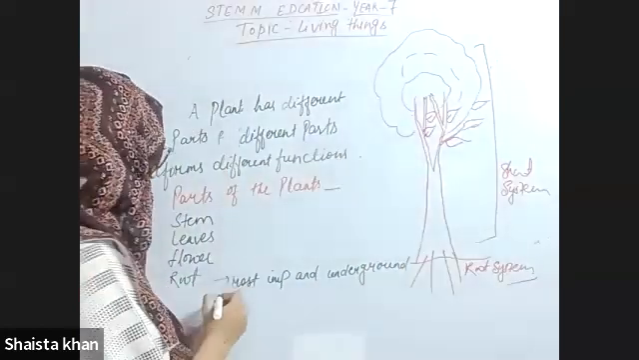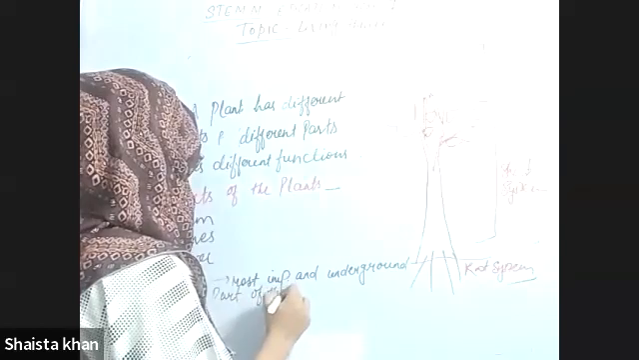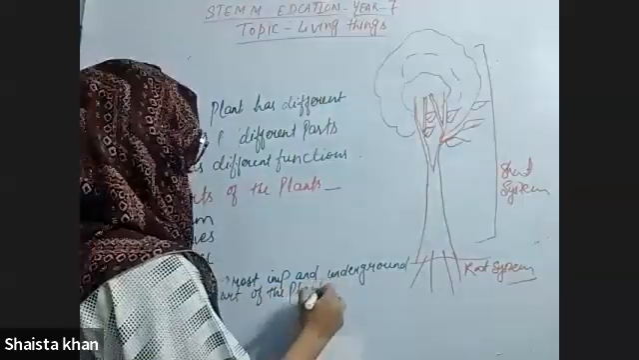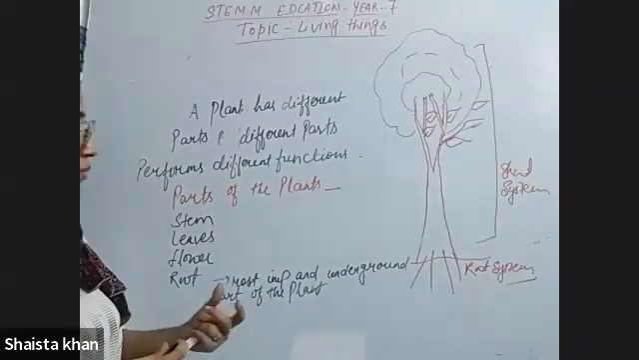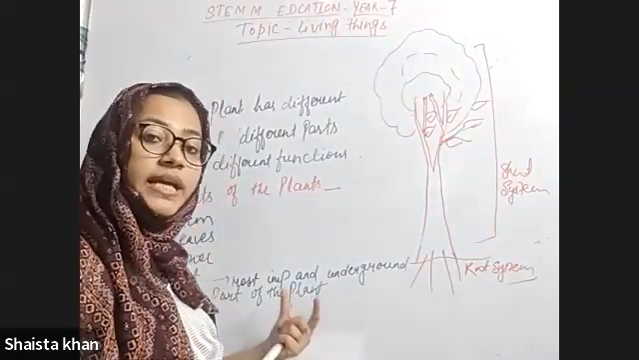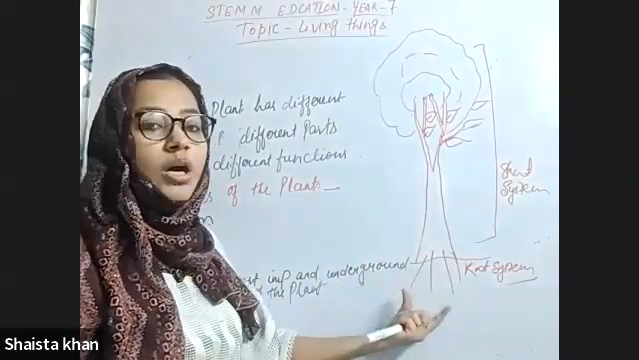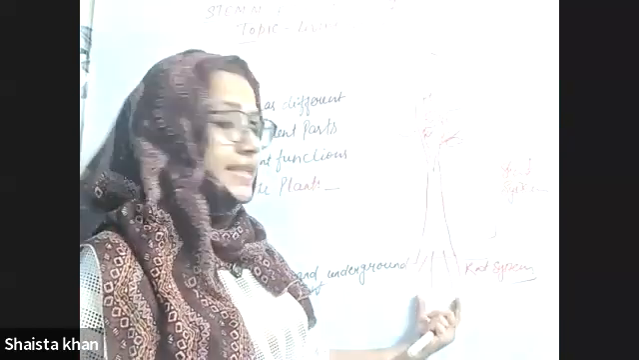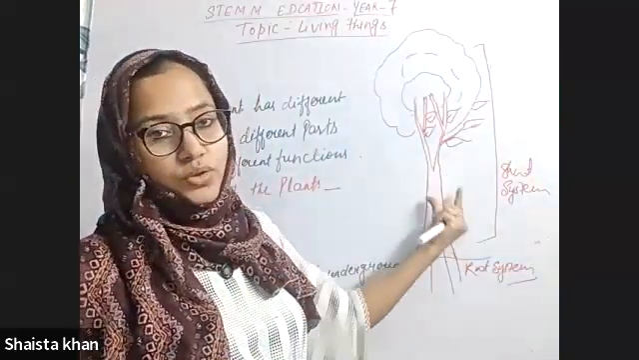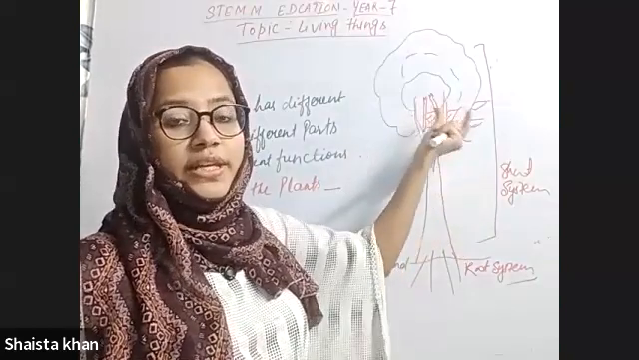Underground part of the plant. Fine. And what is another important function? It absorbs water. What does the root do? It absorbs water and minerals and sends them to the stem, so that the stem can carry that water and mineral to the leaf.